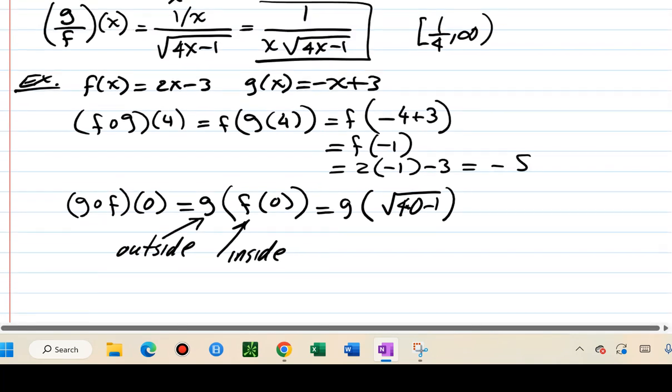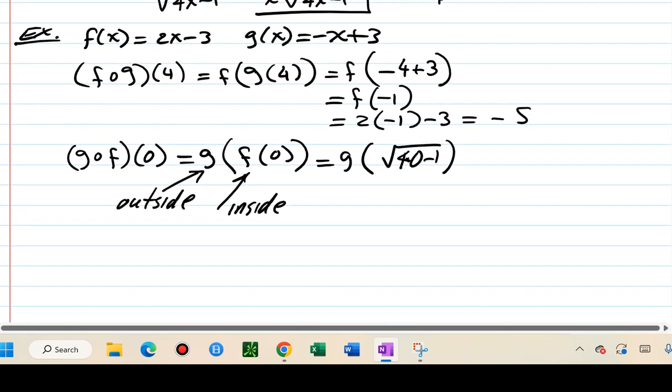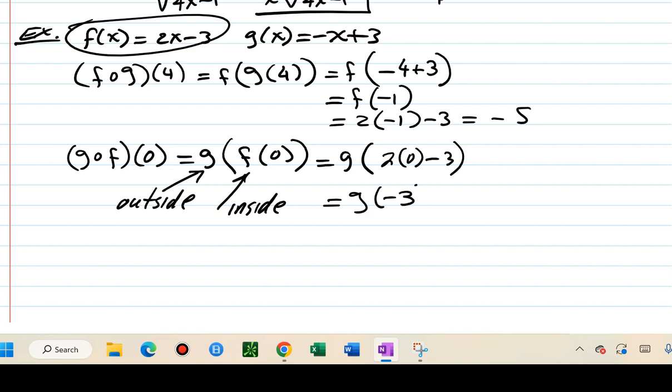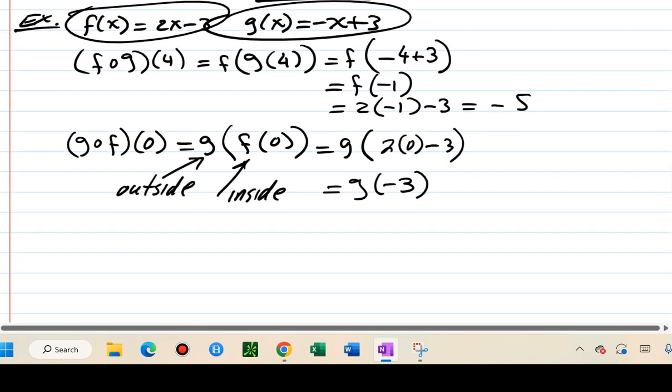Let's see, the function f, oh, I'm sorry. The function f was actually not the square root. This was f of x, 2x minus 3. So f at 0 would be 2 times 0 minus 3, and that's g at negative 3. And I'm still back in the previous one, the square root.